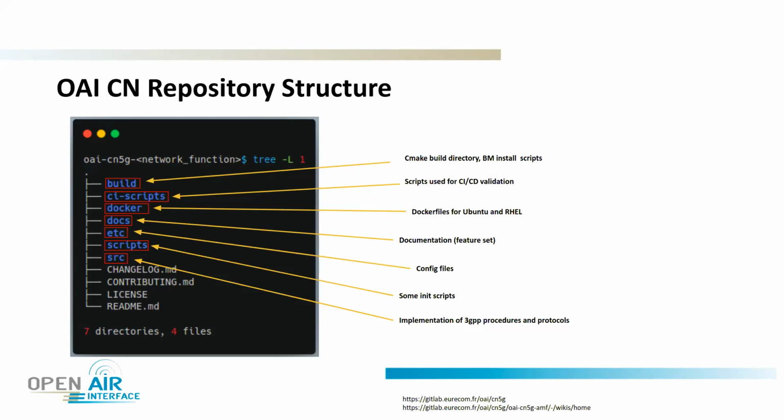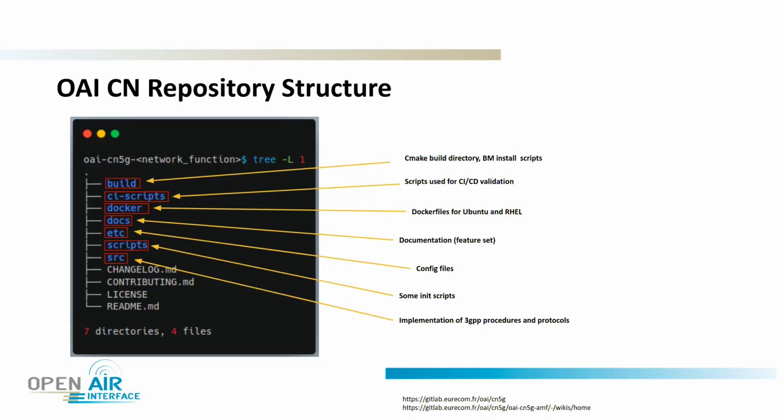If you go to any of the network functions, I have given a link below. For example, if you go to AMF/wiki, you will see the wiki page where we describe the information about configuration, a little bit of information about the code, and again what are the features which are supported. So you can also take a look at the wiki of each component.